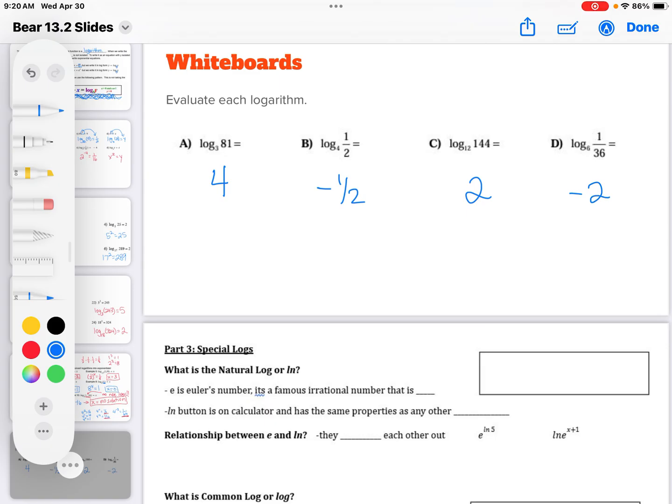I'm going to go back over B real quick. So 4 to what power equals 1/2? Well, I know that the square root of 4 is equal to 2, which means 4 to the 1/2 equals 2. But to make it a reciprocal or a fraction, we have to make a negative exponent. Okay? So that's why x is negative 1/2 there.